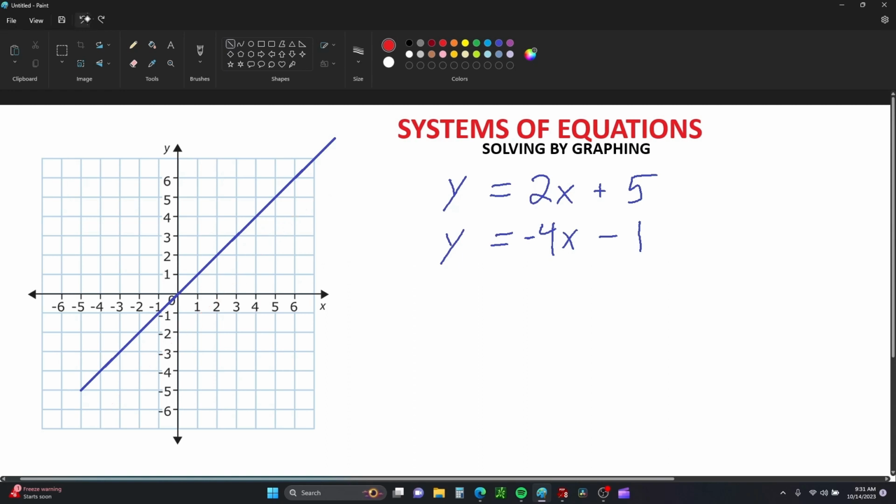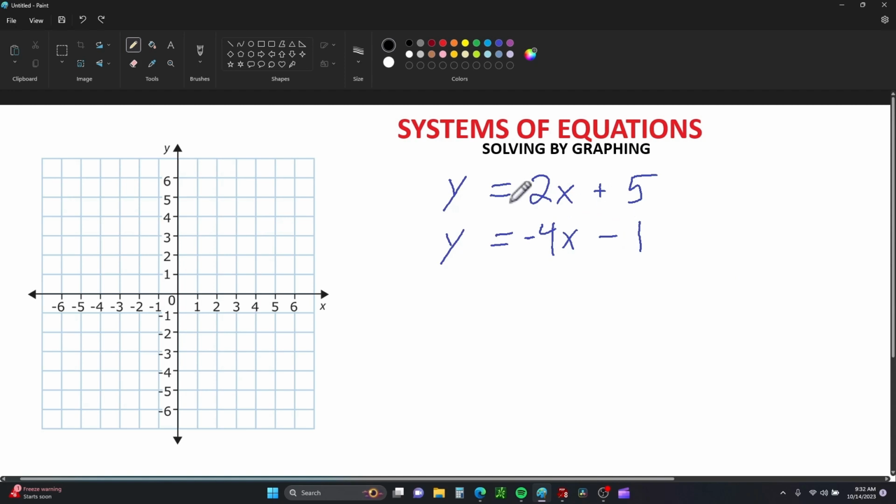And then the last one is if I have the lines meeting at a single point here. Well, this point is a single solution because they only intersect in a single point. So let's take a look at these two lines and see where they intersect.